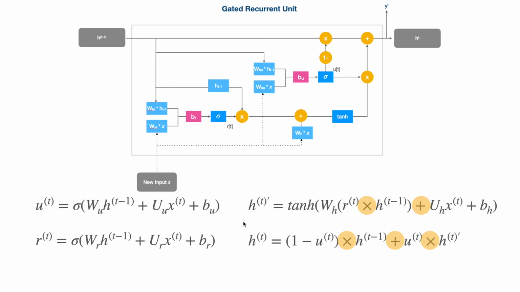Now h_t dash, the intermediate hidden state, is calculated in this equation. First you multiply reset gate with the previous hidden state, that is at this step. That will forget the unnecessary information and keeps only the required information. Then the new input and its weight is multiplied and then added to this output, that is at this step. And finally a bias is added and that passes through a TANH activation, that is here.